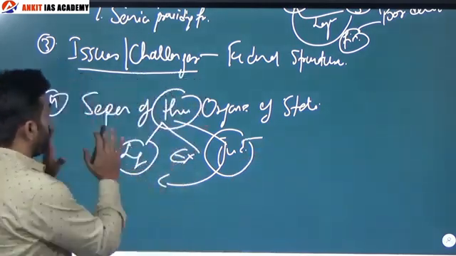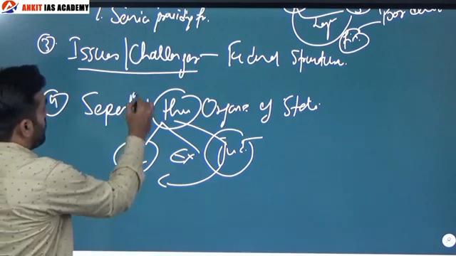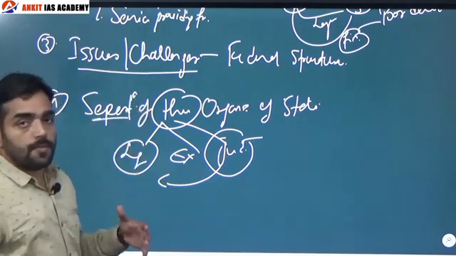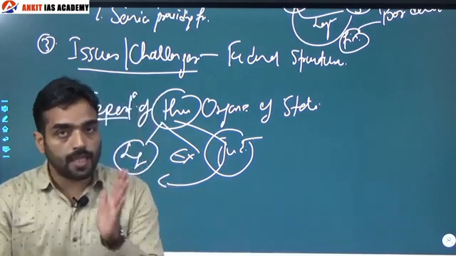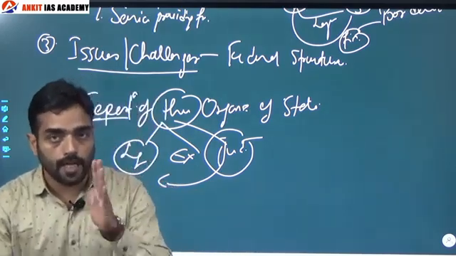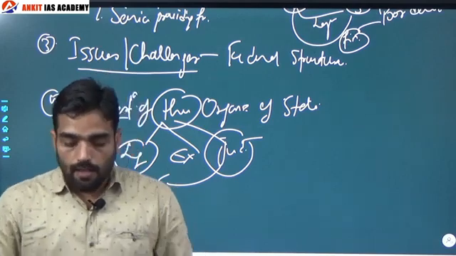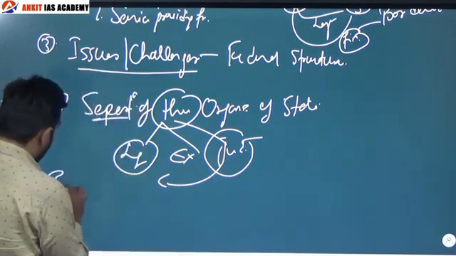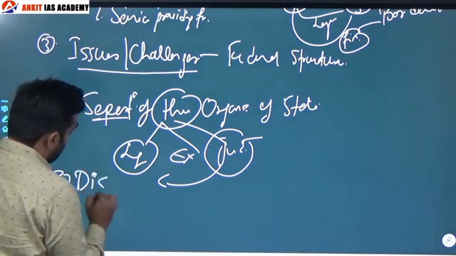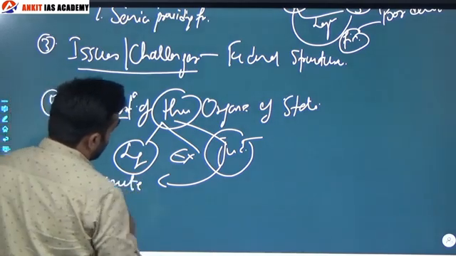So in separation of three organs, we will discuss the three organs of the state and how much they are separated and how much they are interdependent. Fine. Then there is dispute redressal mechanism.